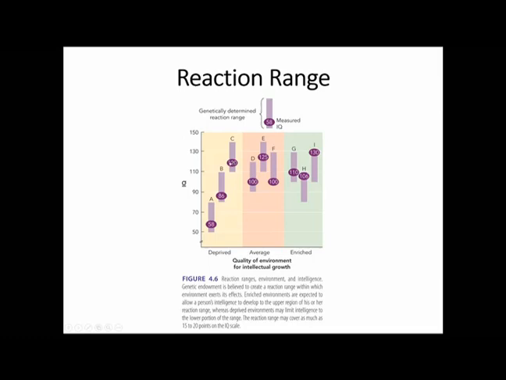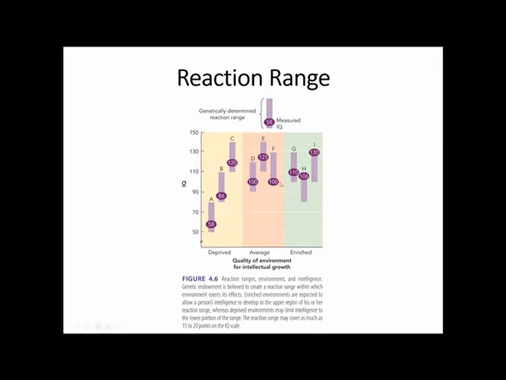And then if we go over here, in the enriched environment, you can have people who are at the upper end of their scale because their environment allowed them to achieve a higher score, but that score is still within the limits of their range. So even though you're in an enriched environment, your score can't be higher than the upper limit of what your genes set out for you. Basically saying you can't be smarter than your genes would allow.